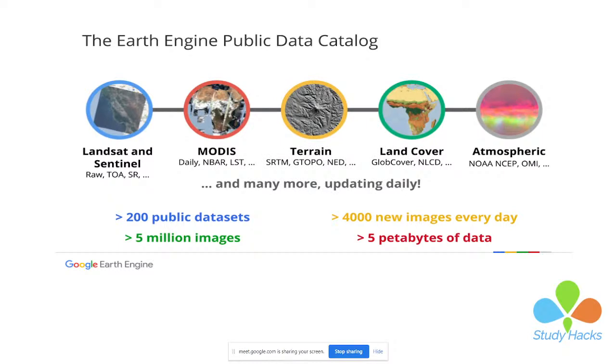We already know Earth Engine has a lot of public data sets. We can easily use these data sets freely. Here you can see we can get Landsat, Sentinel, and different types of Landsat and Sentinel data. It can be raw, top of atmosphere, or surface reflectance. A lot of collections we can easily get from the Earth Engine public data catalog. Also we can get different types of MODIS satellite products. It can be daily, LST, NBAR, or terrain.